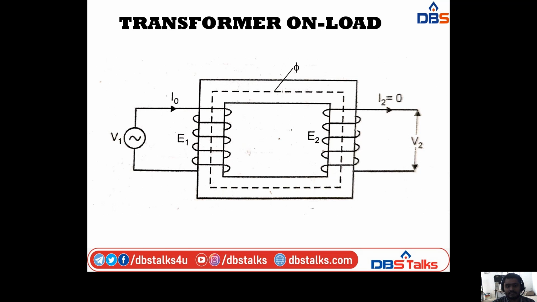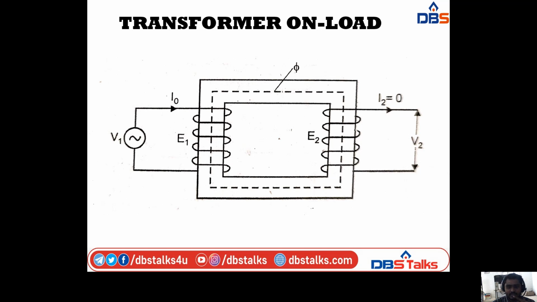Here I am taking the transformer which consists of a magnetic core in rectangular shape, and we have two windings, one primary and one secondary. The primary winding is connected to the supply, and the secondary winding is in the open condition for the no load condition. For the load condition, the secondary winding is connected to the load. That's why, for no load, I2 is equal to 0.